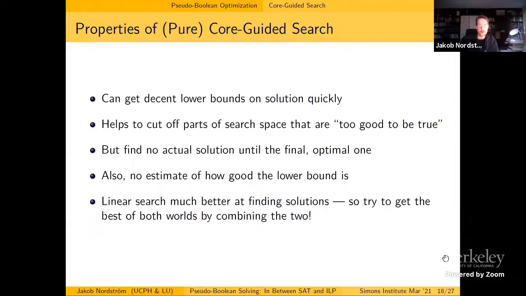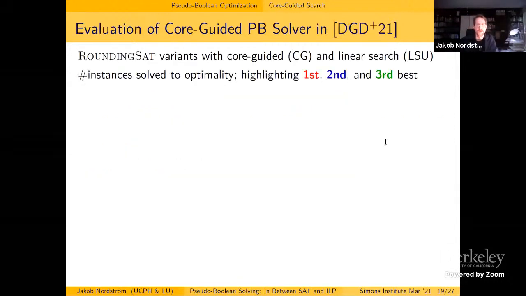So then, what if we try to combine linear search and core-guided search? Wouldn't that be nice? And it turns out that yes, it would be. And the nice thing compared to MaxSat is that this is much, much cleaner and simpler to do in a pseudo-Boolean setting. So this is something that we did and had in AAAI just a few weeks ago.